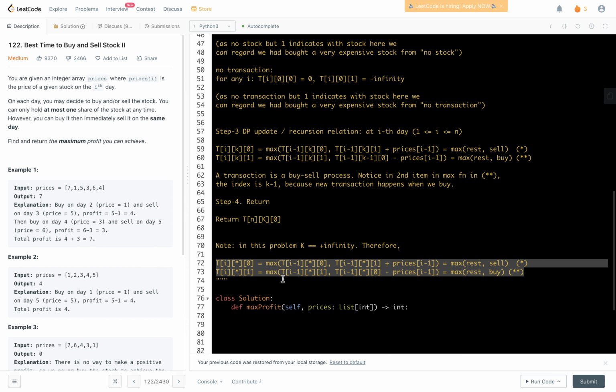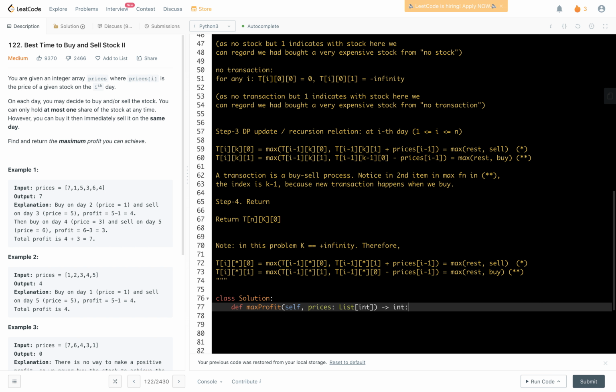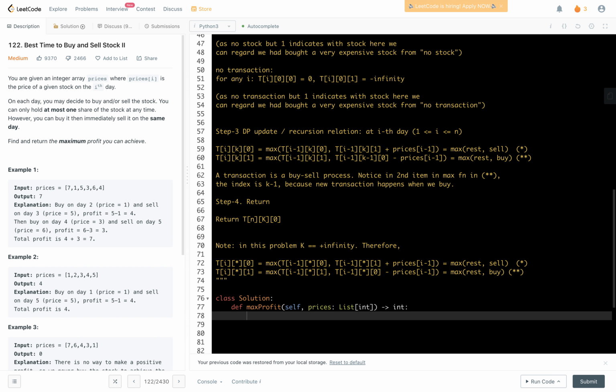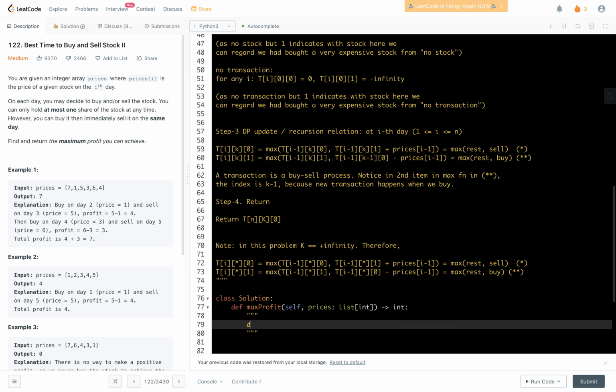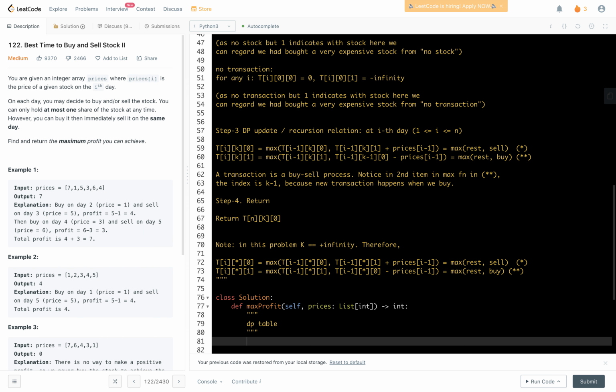And in these two relations, there are only two running variables involved, that is ti0 and ti1, right? So with that said, we are ready to write the code. This means that problem 122 is a special case of problem 188. So we just need to tweak the code there.